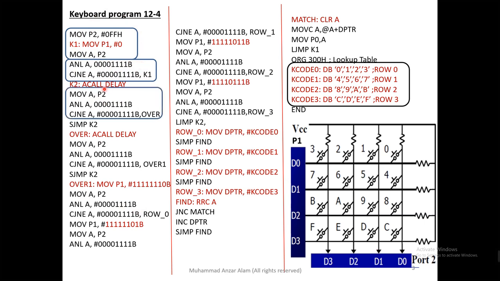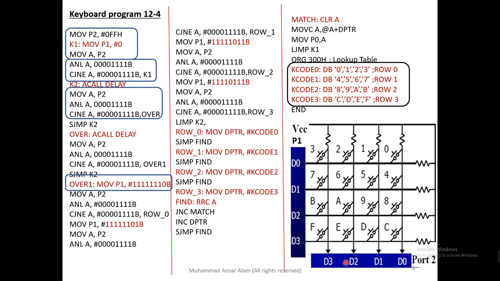Now the next, I'm just explaining randomly something. If P2 is read, and none of the switches is pressed, the AND logic will also give 1111, and this will not jump to over, but it will execute these things. Okay, we will see later on in more detail. This is why we have this one here. After the self test of the keypad, now the program will become ready to read if any of the switches is pressed.